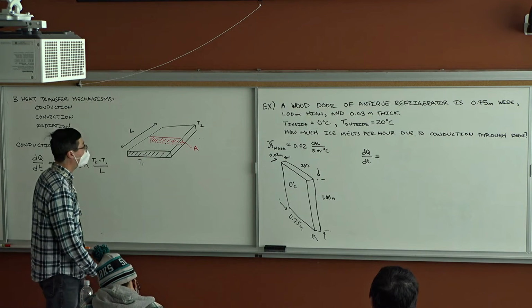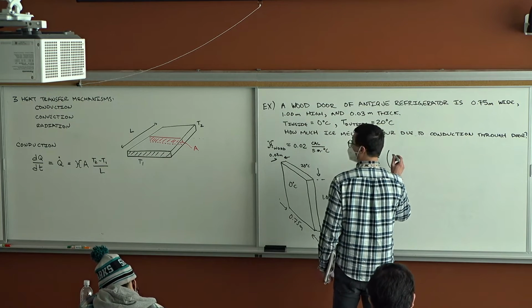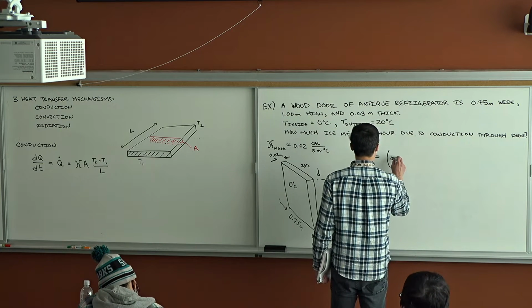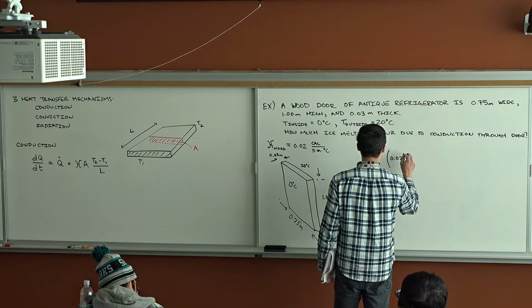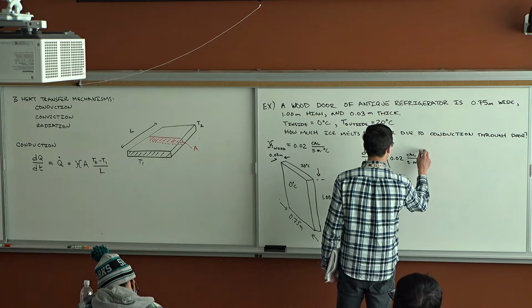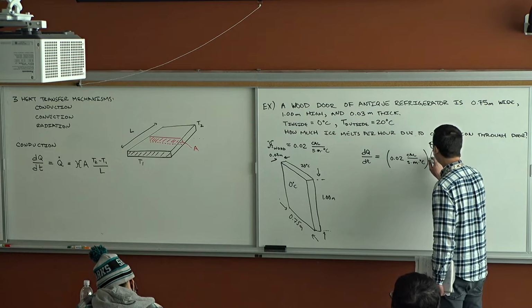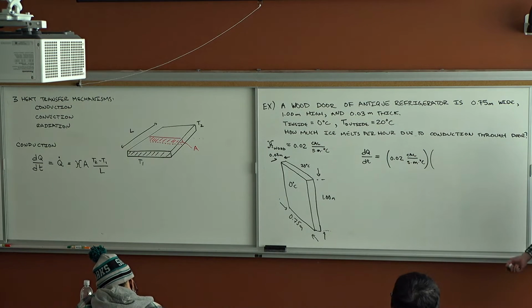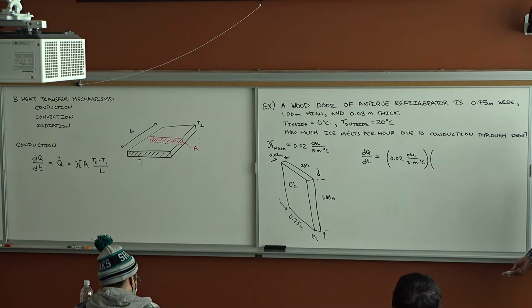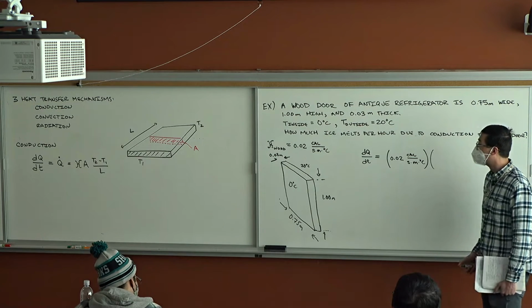What's Q? So 0.02 calories per second per meter per degree Celsius times, what's the cross-sectional area here? The area of interest? 0.03 times 35. Just 0.75 times the 0.03.